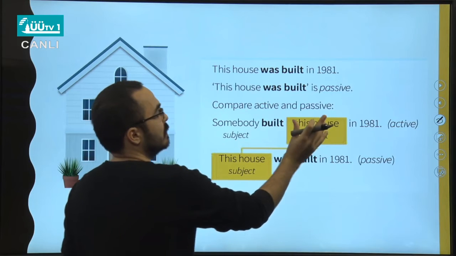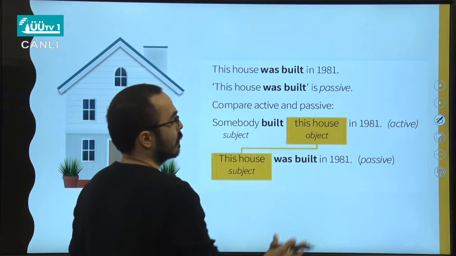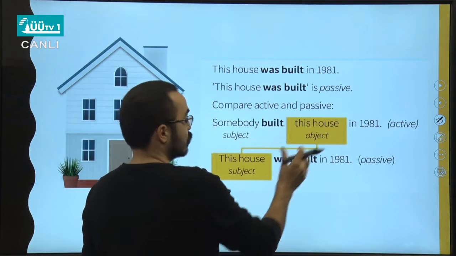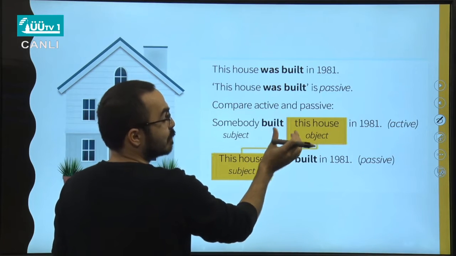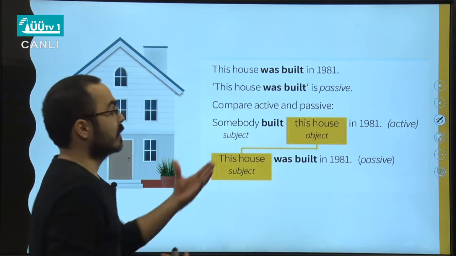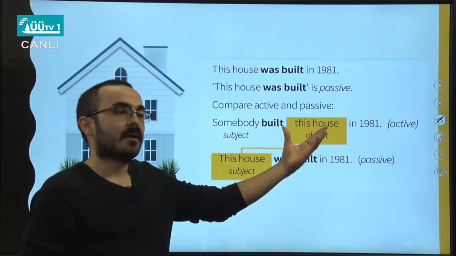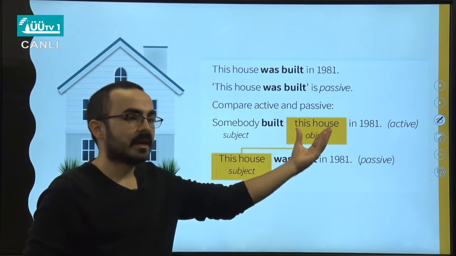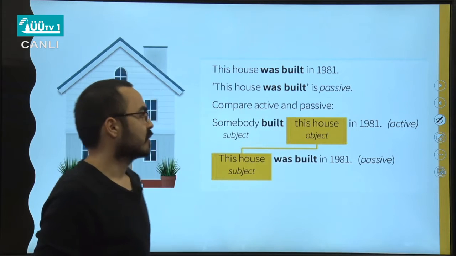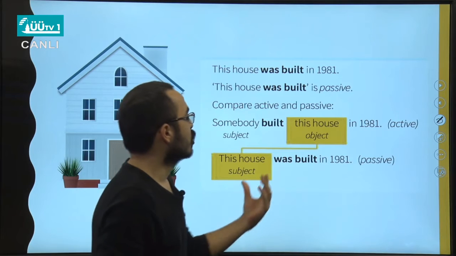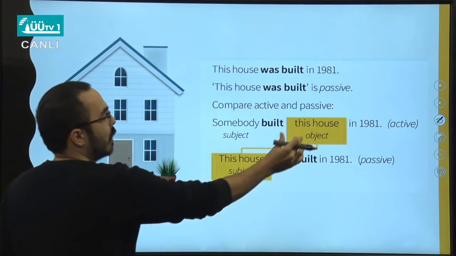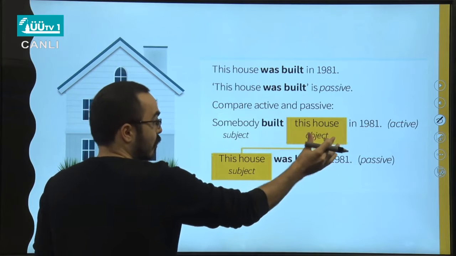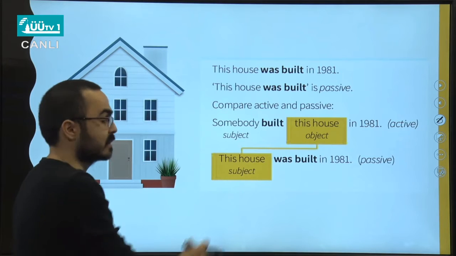Somebody built this house in 1981. My object, this house, right? And what happens to this house? It gets built, right? So a subject affects the object, the object receives the action here, right? Good. This house was built in 1981. Passive. Now what was once my object is now the subject, right?